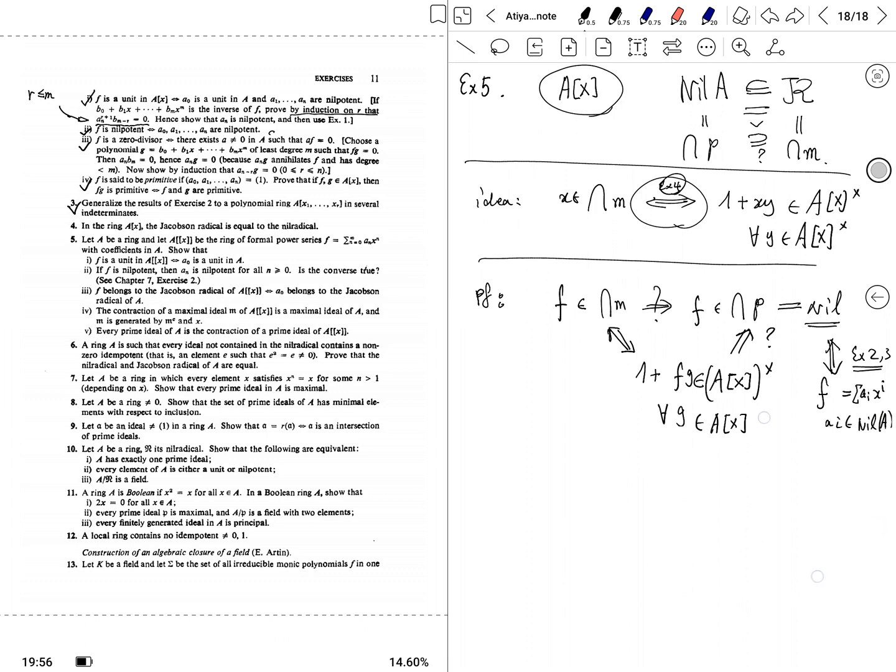So now the question would be this: if 1 plus fg is a unit. Of course this is a possible method, it is not necessary, but it's sufficient to prove this. If you know your f satisfies that 1 plus fg is a unit, can you show that all the coefficients of your f will be nilpotent?